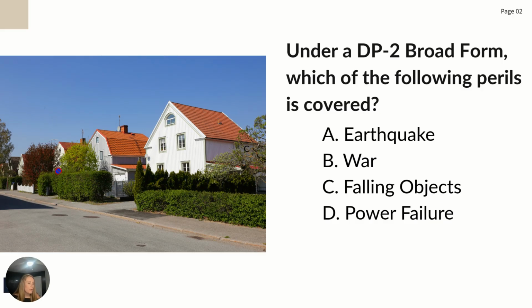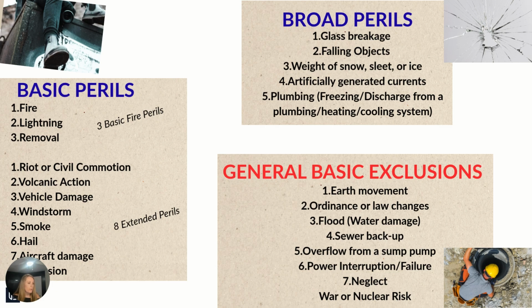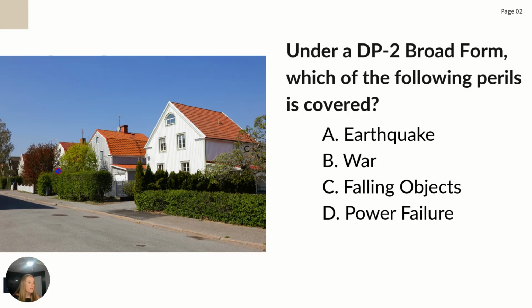So let's go through the other answer choices here. We have earthquakes, we have war, and we have power failure. So right away, war and power failure. Those are both general exclusions, right? So if we flip over here and we look at the general exclusion list, here it is right here, war and power failure. Those are both general exclusions, right? So right away, we can eliminate those.